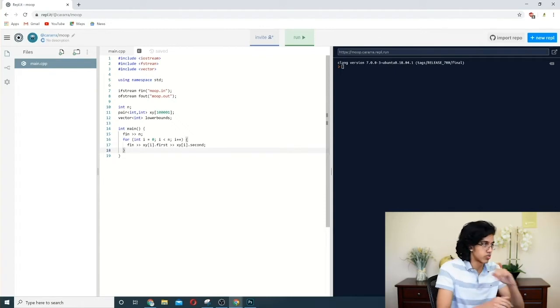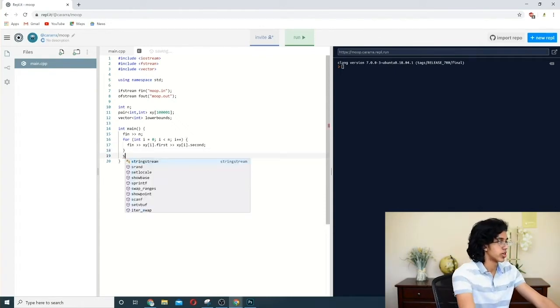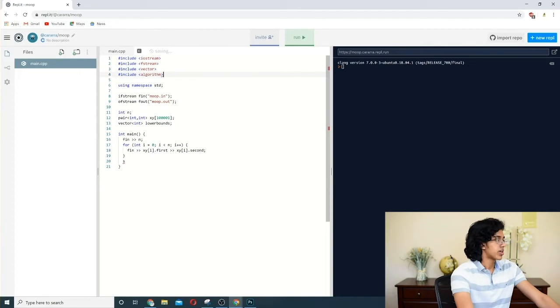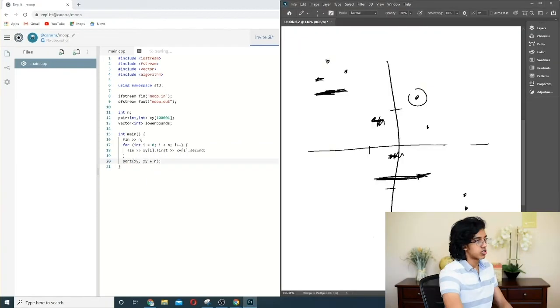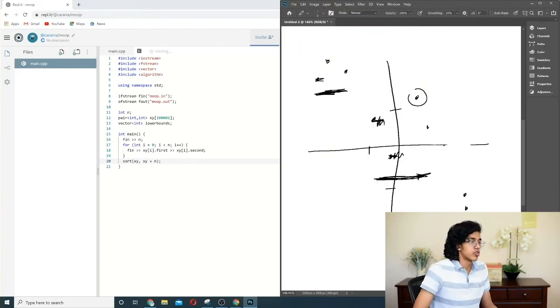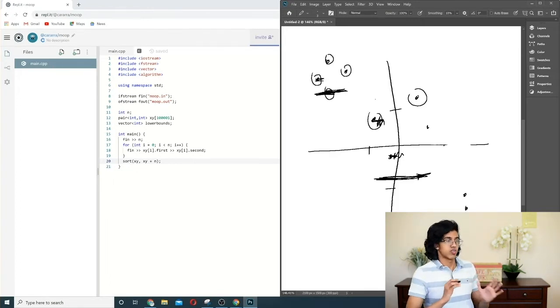And we could just do that by sorting the array. So we had to include hashtag algorithm first. But now that we have that, we could do sort over here, and we could do xy, comma, xy plus n. So now we'll just go in the same order that we were. We go for this one, now these have the same x, so we go to this one, then we go to this one, then we go to this one, then we go to this one. You get the idea. It's basically sorted in that order now.